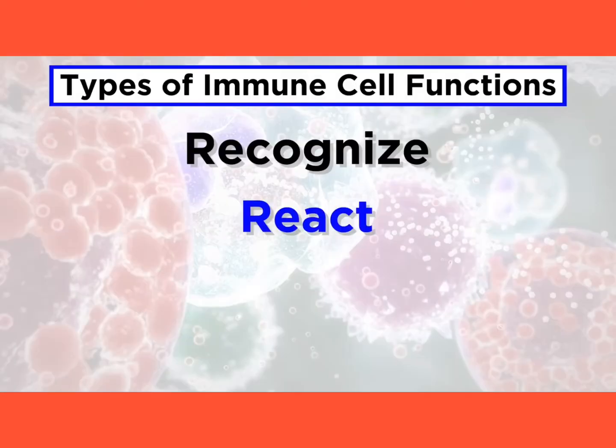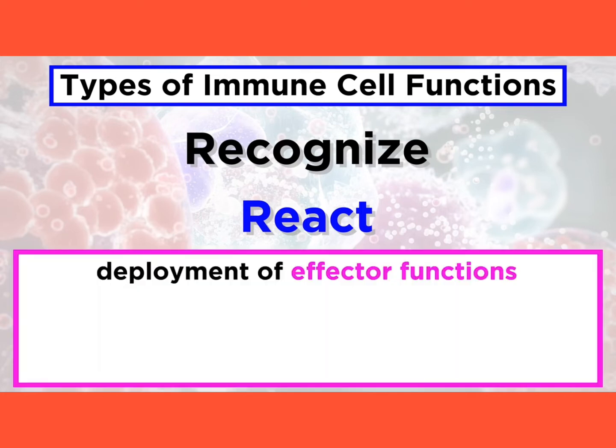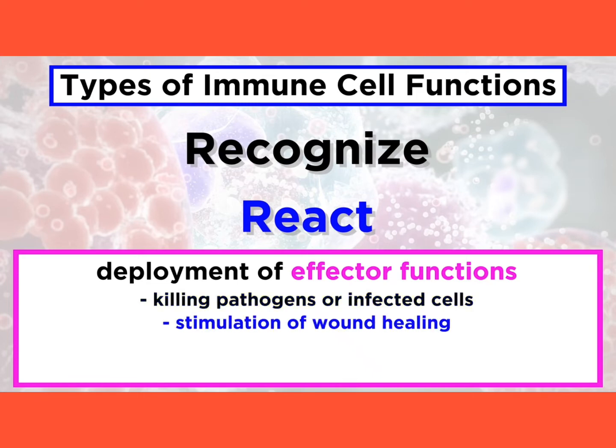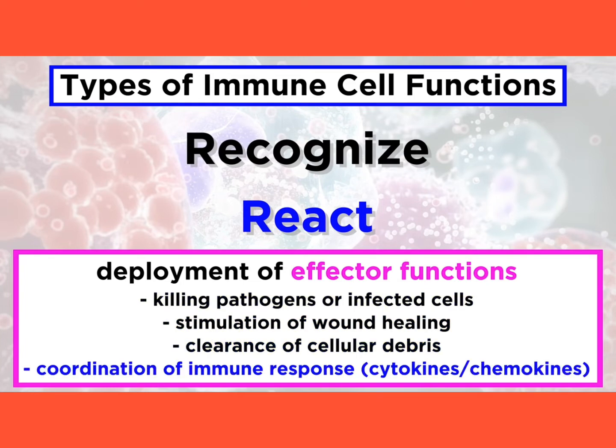Function 2. React. Once they recognize a problem, immune cells react by deploying effector functions, which are specific to the type of threat at hand. These effector functions can include mechanisms which kill pathogens or infected cells, stimulation of wound healing, clearance of cellular debris, and coordination of the immune response through cytokine and chemokine signals.